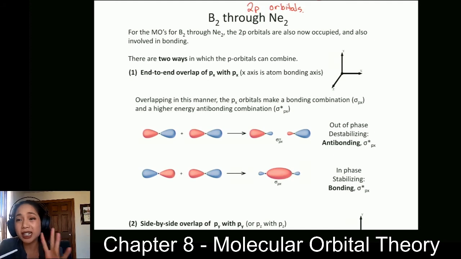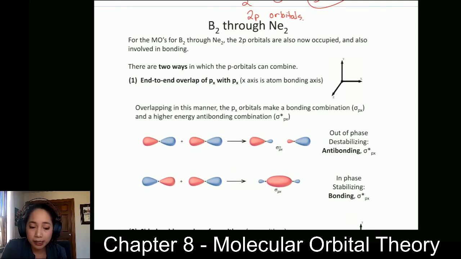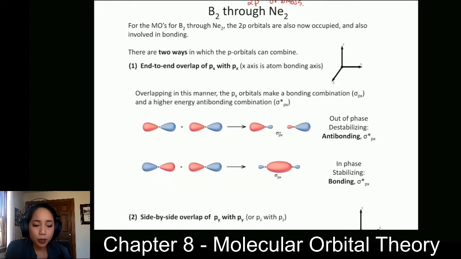But with p orbitals, it's a little bit different because p orbitals are directional and we can have different ways that they combine. And so we need to consider, if we want to be able to inspect diatomic boron, carbon, nitrogen, oxygen, fluorine, and then neon, how do molecular orbitals between p atomic orbitals combine? So p orbitals can combine 2 different ways, either end-to-end.